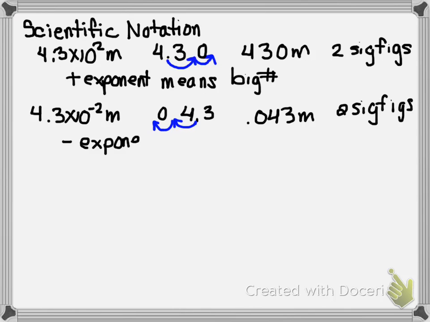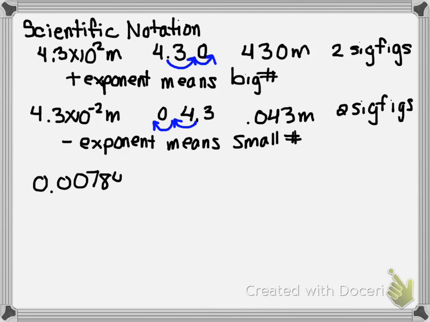And as I said, a negative exponent does mean a small number. It does not mean a negative number. It means a small number. If we wanted it to show a negative number, it would be out in the front of the 4.